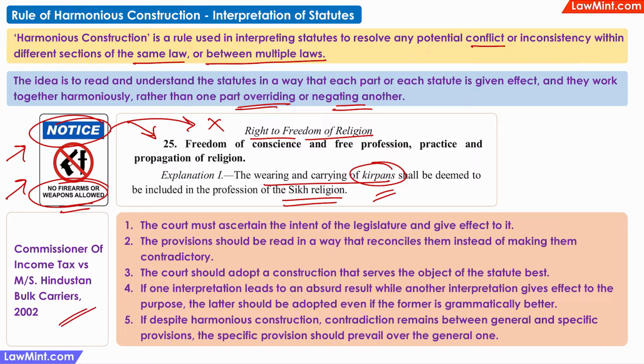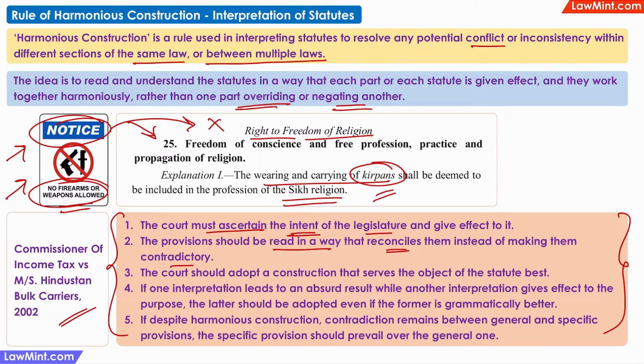In the Commissioner of Income Tax versus Hindustan Bulk Carriers case, the court also laid down the guidelines for using the rule of harmonious construction. First, the court must ascertain the intent of the legislature and give effect to it. The provisions should be read and interpreted in such a way that it reconciles them instead of making them contradictory.